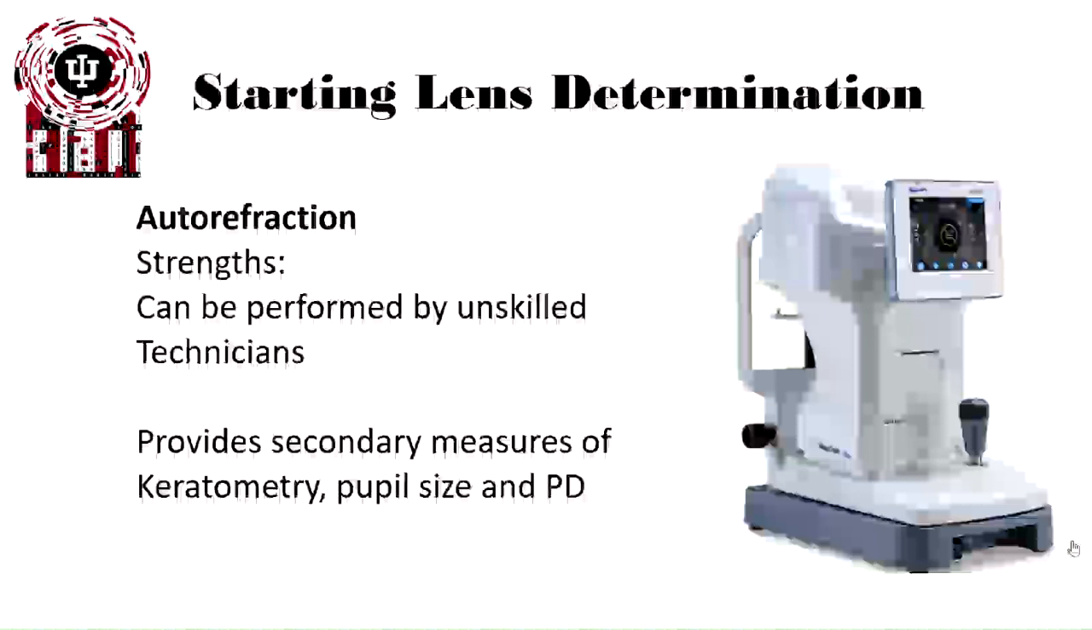The third most common way of determining a starting lens is AutoRefraction. This is the one you probably have the most experience with when you went to your eye exams. It can be performed by unskilled technicians, which is why it's very popular. It also provides secondary measurements of keratometry, pupil size, and PD. Most doctors will choose to use AutoRefraction or their habitual prescription as their first option, followed by retinoscopy when the other two options are not available or a poor situation.